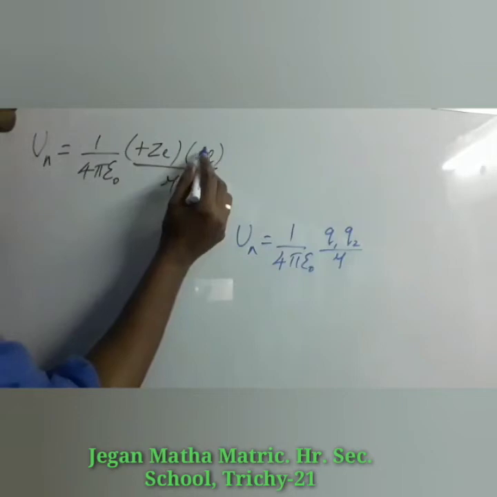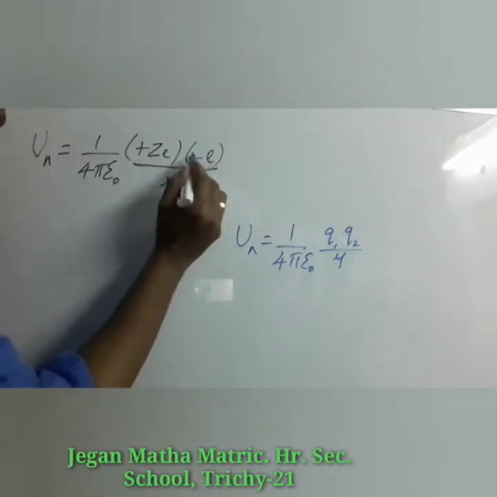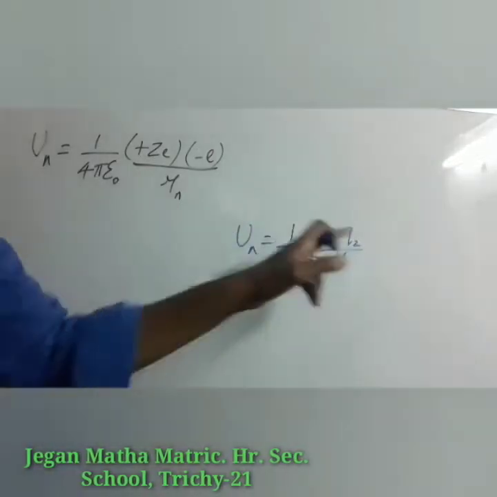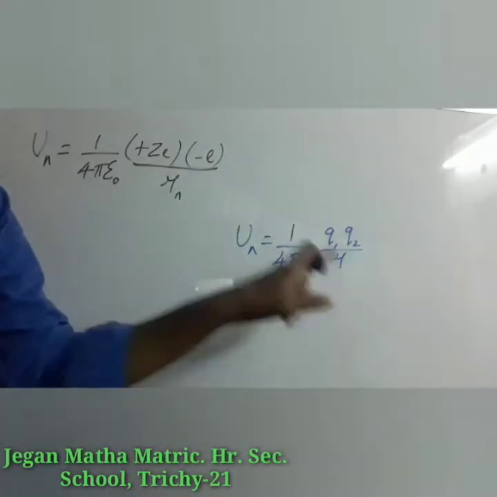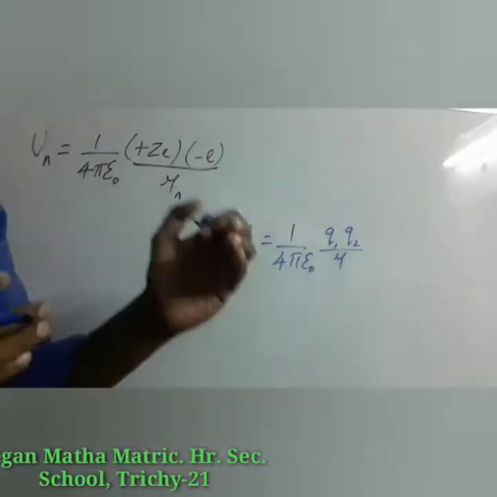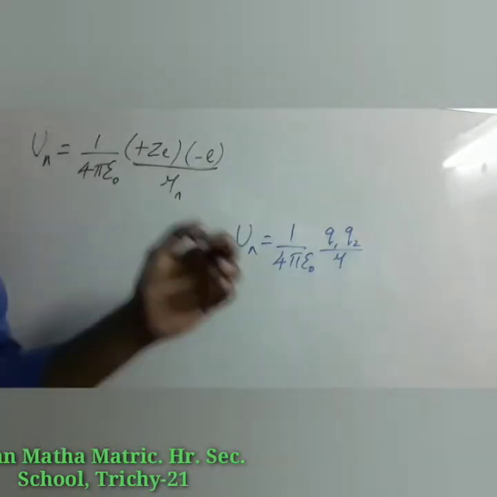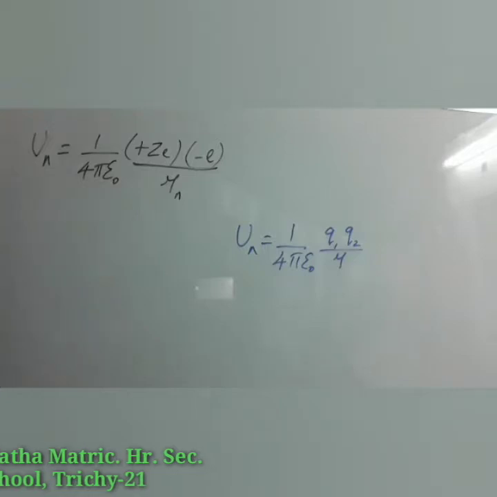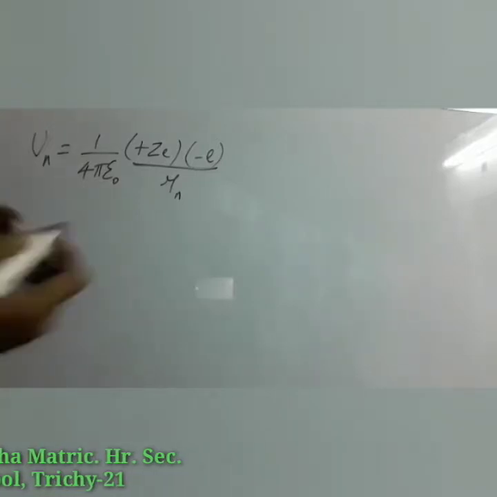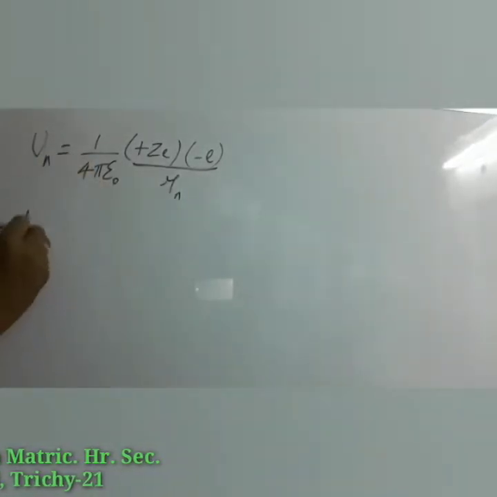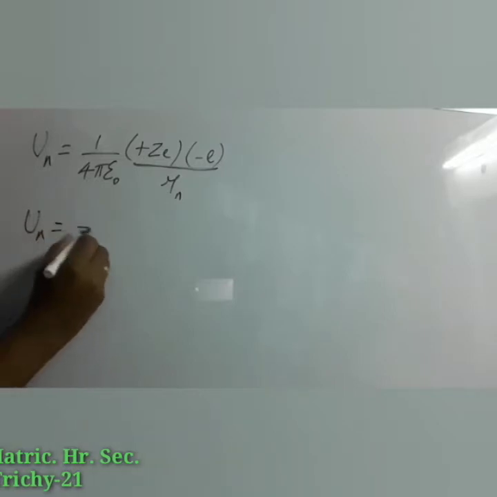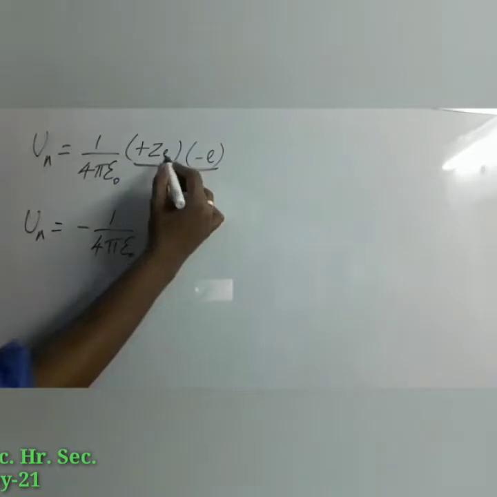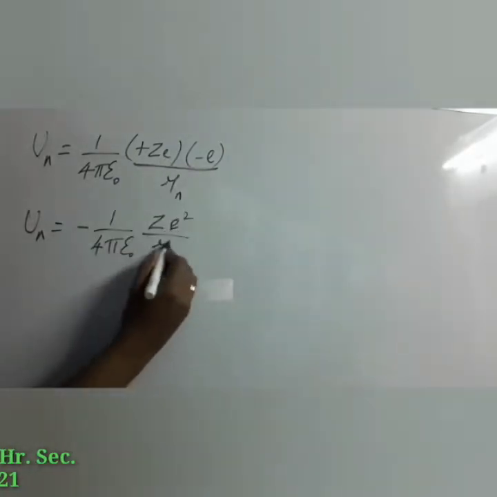In this expression Q2 is the second charge. We have taken the charge of an electron as the second charge. That's why I have written minus e, divided by the distance between the two charges. Here Rn is the distance between the nucleus and an electron in the nth orbit. So this expression can be written by taking the minus value in front: Un equal to minus 1 by 4 pi epsilon naught Z e into e square divided by Rn.